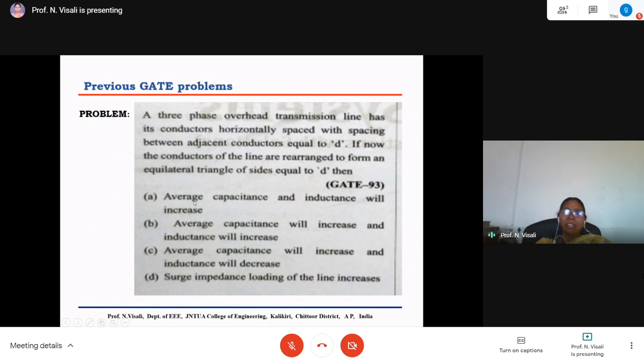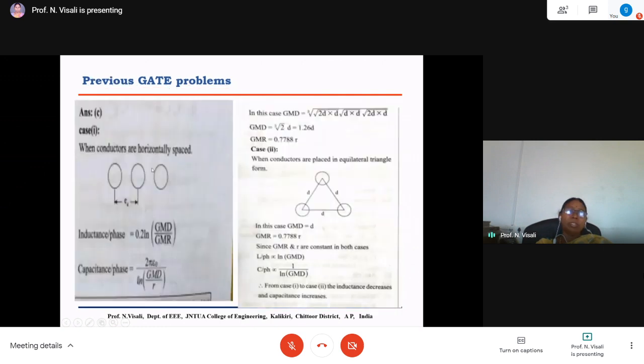So they have given the options: average capacitance and inductance will increase, average capacitance will increase and inductance will decrease, surge impedance loading of the line increases. For that, what is the answer? The answer is, when the conductors are horizontally spaced, then the inductance is 0.2 Ln GMD by GMR. Capacitance is nothing but 2 pi epsilon by Ln of GMD by r. In this case GMD is the cube root of 2 times D, that is 1.26 D, and GMR is the conductor GMR. This is the first, horizontally placed.